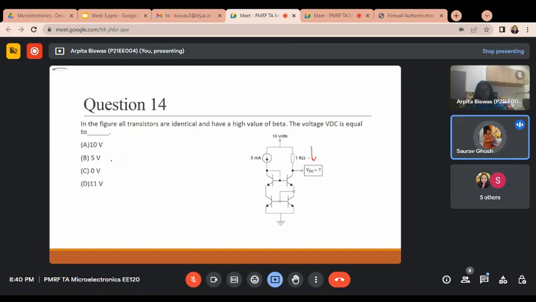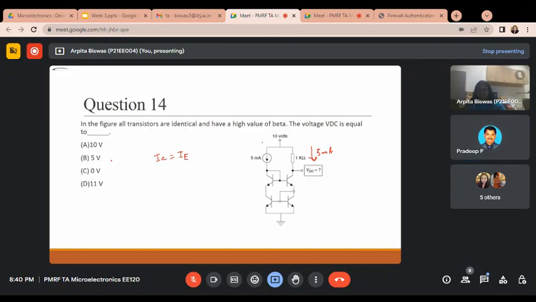10 volt is the supply voltage. Current will be 5 milliamps, into the resistance of 1 kilo ohm. So 10 minus 5 into 1 kilo ohm, and we get 5 volt as the VDC value. Have you understood what he said? Yes, madam, for the telescopic connection we are getting the total output.